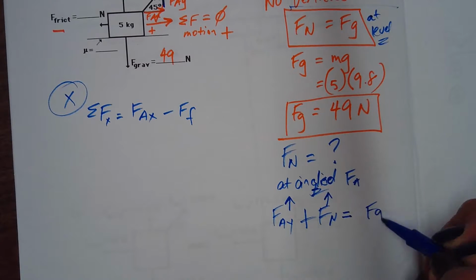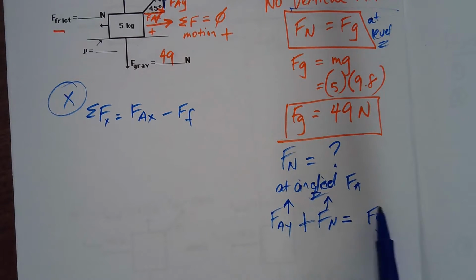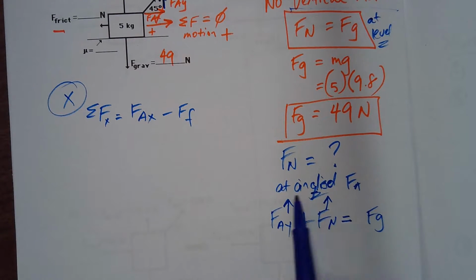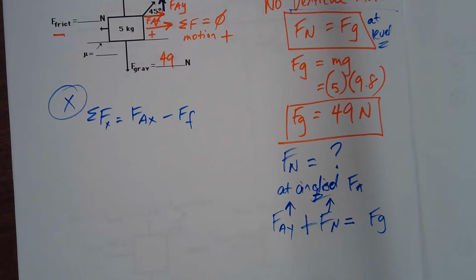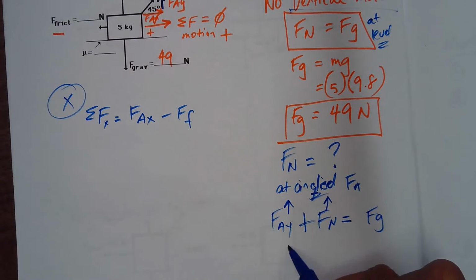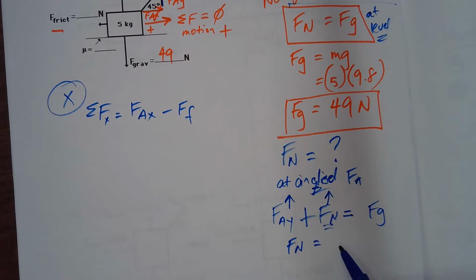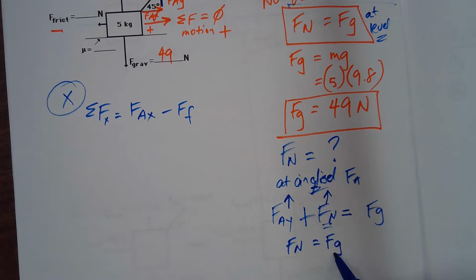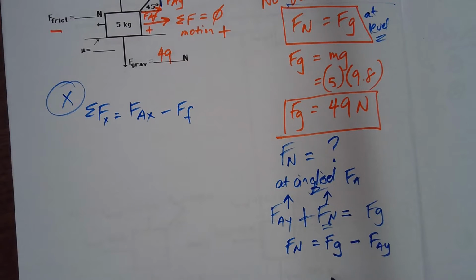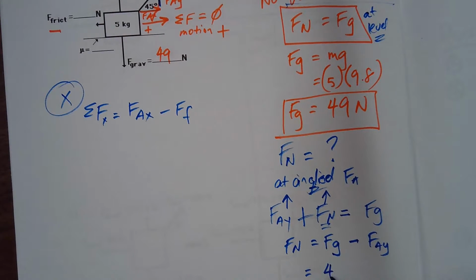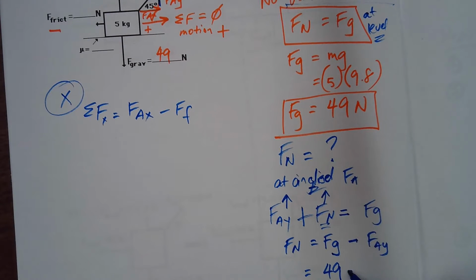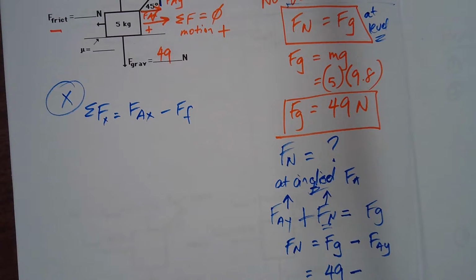The Fg. Okay, now this part right here, okay, that's what's happening in the vertical motion. So if we're looking for Fn, actually, let's isolate Fn here. Can we get the Fn by itself? What do we have? Fg minus Fay. Okay, so we have the 49 here at angled applied force. We need to subtract the Fay. And what is Fay?